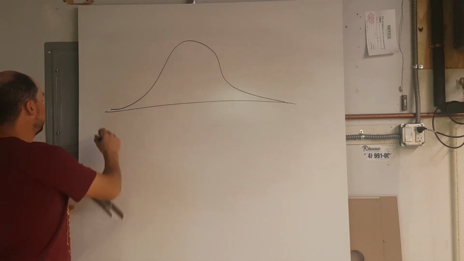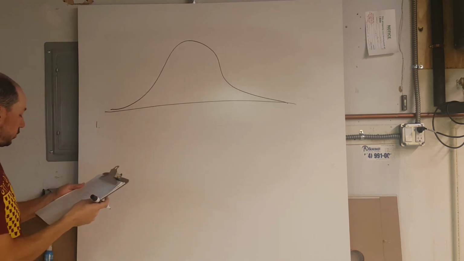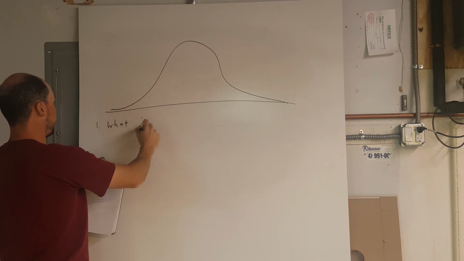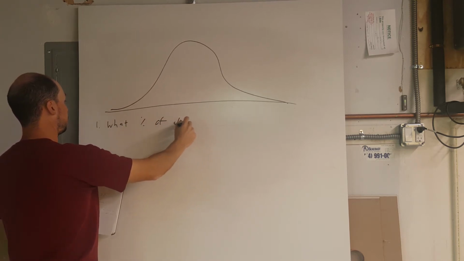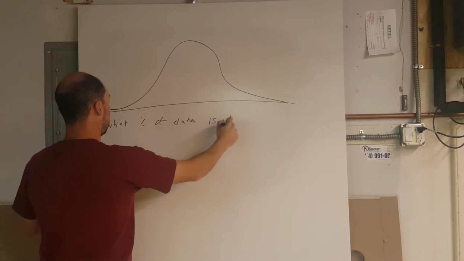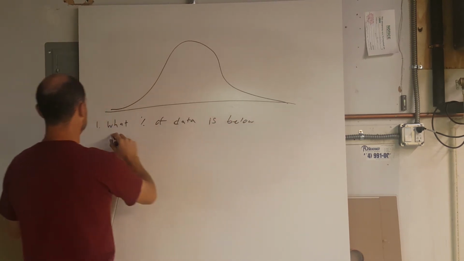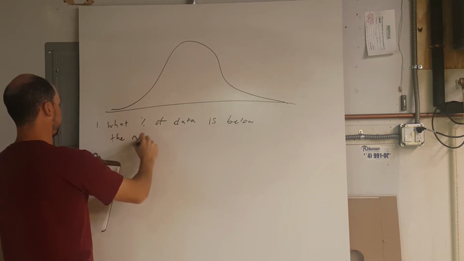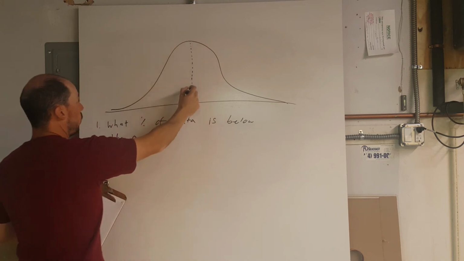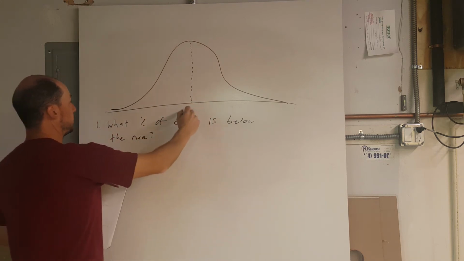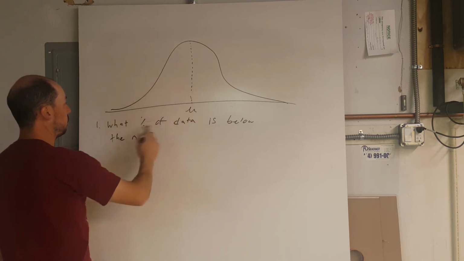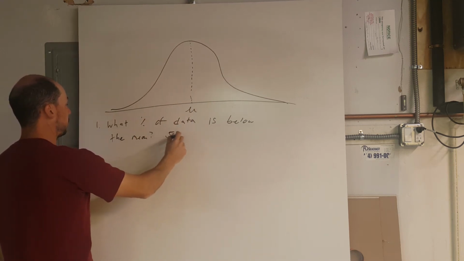Now we can do some examples of the empirical rule. First example: what percent of data is below the mean? Well, since it's a symmetric curve, the mean is right in the middle, so it's cut in half. What percent is below the mean? 50%.